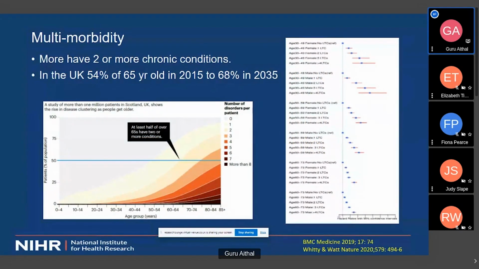why UKRI or funding bodies are interested in it. This is the data which has come from the UK. You can see two sets of data here. One of them shows that over a period of time, we gradually have people having more than one chronic condition at the same time.